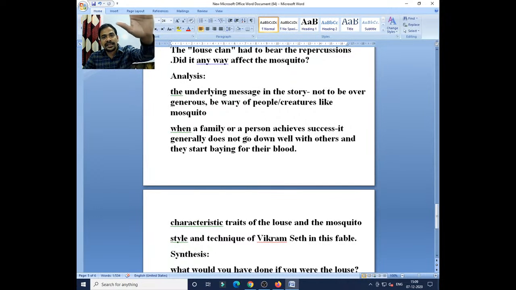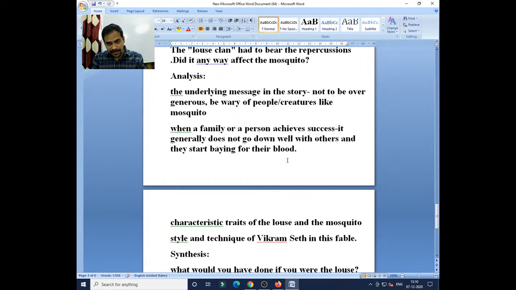When a family or a person achieves success, it generally doesn't go down well with others, and they start baying for their blood. And many are there who are climbing the ladder of success, and after you, many are there who are jealous of you. And it happens in the story. They were enjoying a very beautiful life, the Laos and the family members. But it hurt the mosquito, and he wanted to create some problem in the life of the house and the family members.